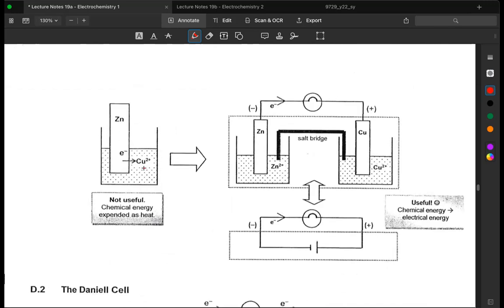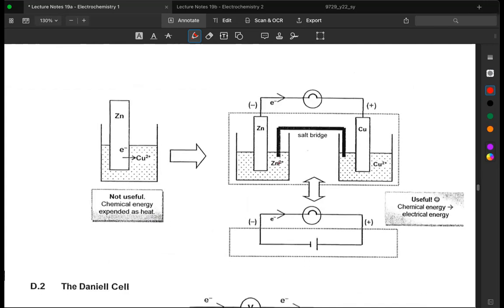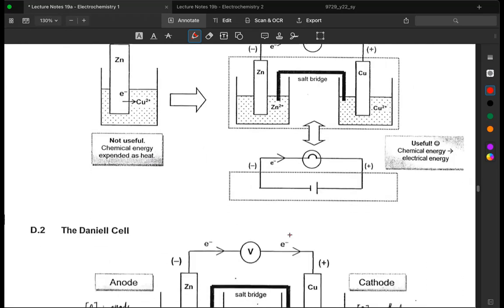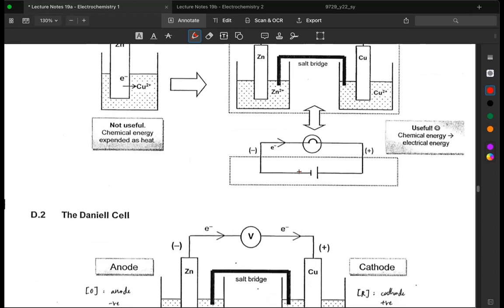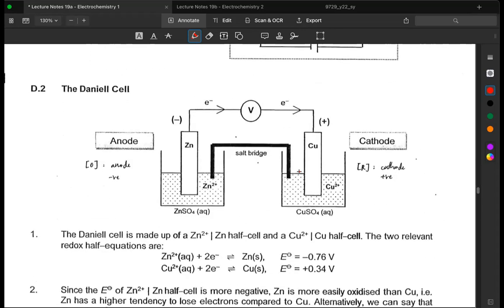If you just have this, it will not be useful, because whatever chemical energy there is will be converted to heat and not used. But if you could convert the chemical energy to electrical energy, then it will be useful. What will happen is that you can actually store it. So this battery can become a source of energy. So this is the Daniell cell with more elaboration.